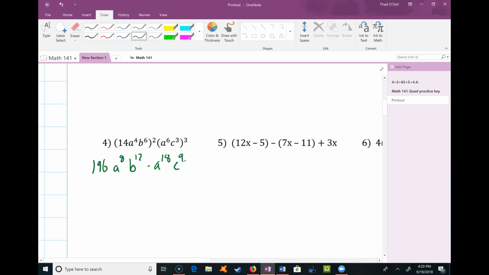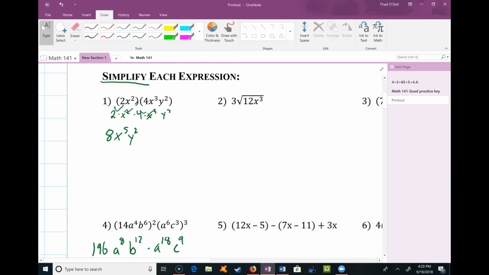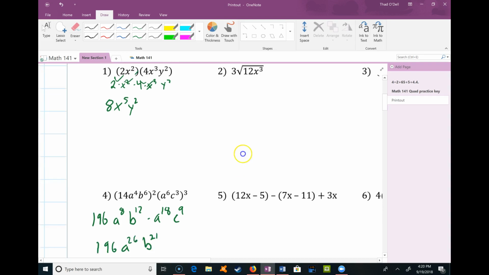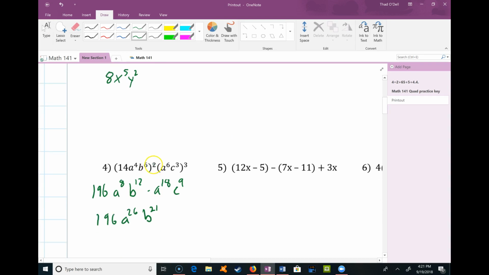But then I notice I can still multiply more things together. I still have a 196 out front, but I can multiply a to the 8th and a to the 18th, and that gives me a to the 26th. And I can multiply b to the 12th times b to the 9th. That would give me b to the 21st power. Again, in this case and the case up here, it's nothing but multiplication, so I can do it in any order I want, and I really can ignore the parentheses. Down here, I couldn't ignore the parentheses right away because they had a squared and a cubed on the outside of them. So I had to apply the cube and the squared first, then I could drop the parentheses.